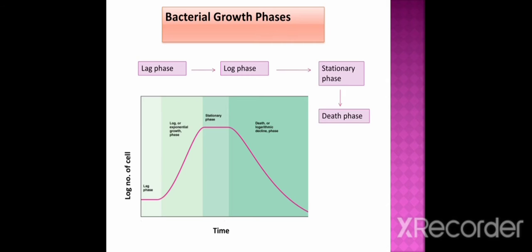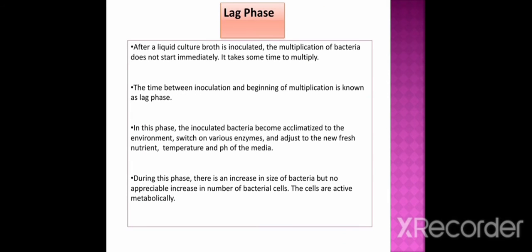Here a typical growth curve is shown, where time is on the x-axis and log number of cells is on the y-axis. Bacterial growth is divided into 4 phases. The first phase is lag phase. Second one is log phase or exponential phase. Third is stationary phase. And the fourth one is declining or death phase. Now we will discuss each phase elaborately.